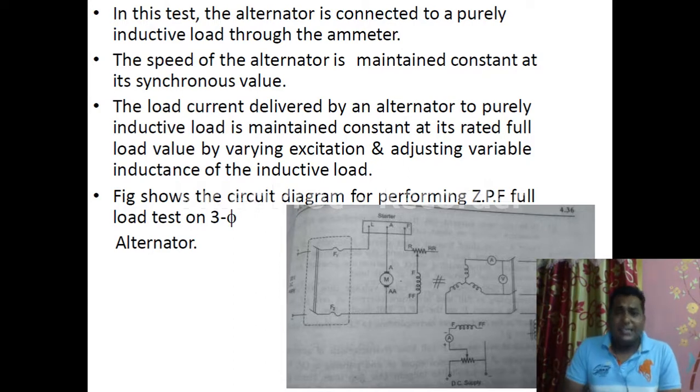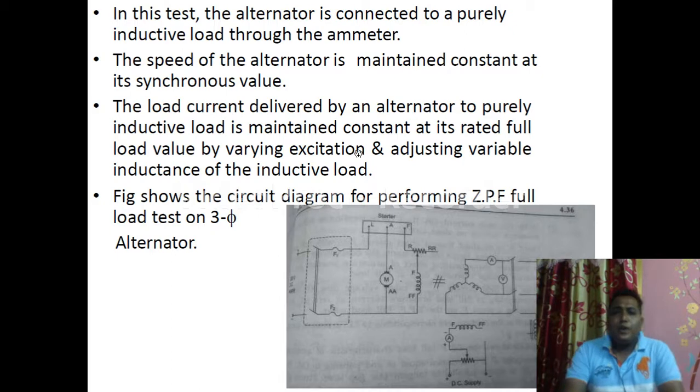In this case, the alternator is connected to a purely inductive load through the ammeter. The speed of the alternator is maintained constant at synchronous value. The load current delivered by the alternator to the purely inductive load is maintained constant at its rated full load value by varying the excitation and adjusting the variable inductance of the inductive load. The figure shows the circuit diagram for performing the zero power factor full load test on a three-phase alternator.